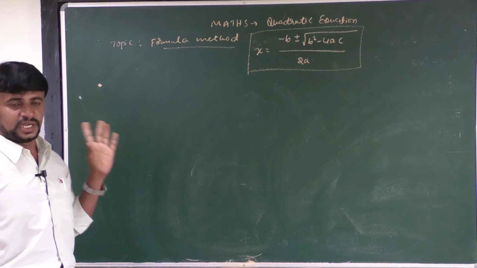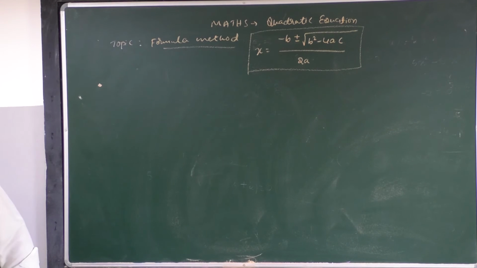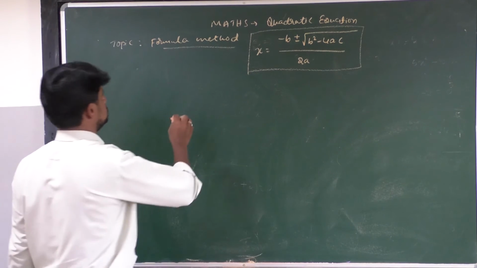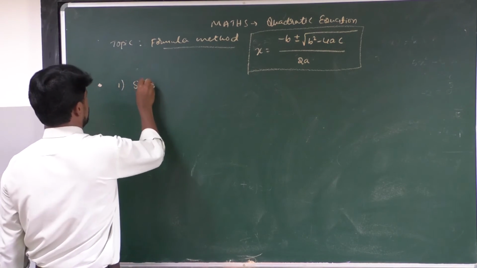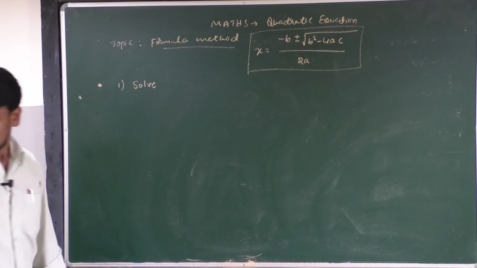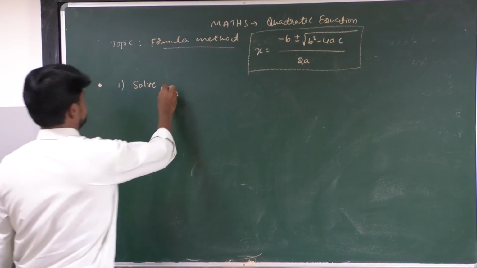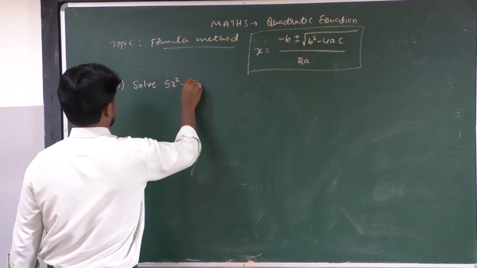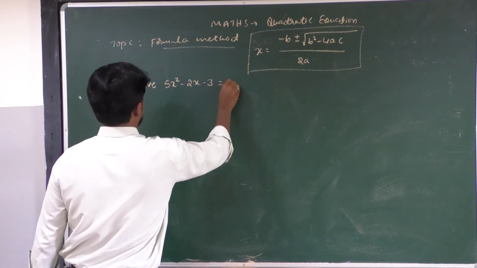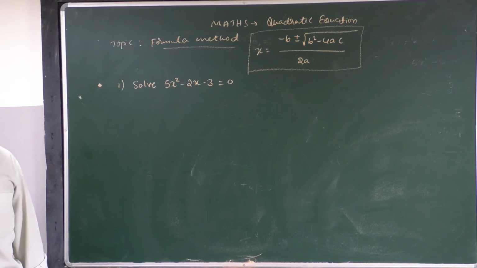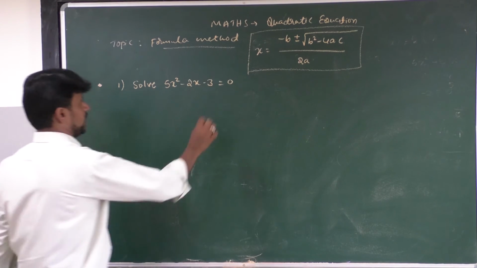Let us take one example now. First question is solve 5x square minus 2x minus 3 is equal to 0 using the formula.